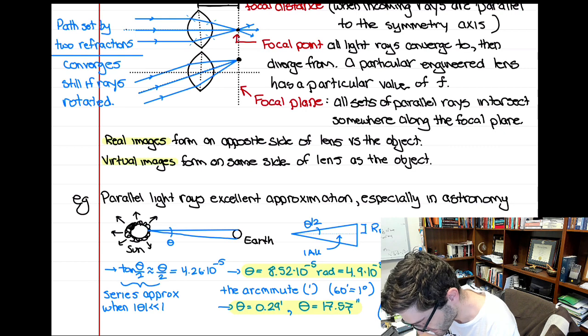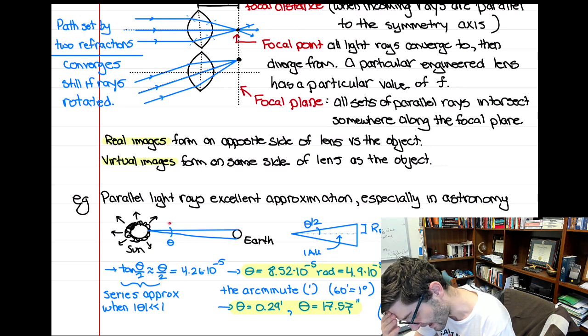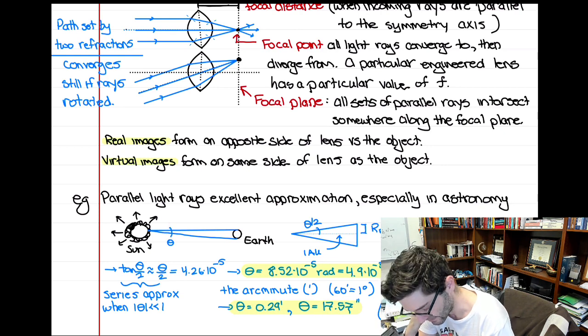I'll just do a quick example. It's a high school trick question. If you have a piece of the sun that's emitting light rays, and one of those light rays goes to the bottom of the Earth, and one goes to the top of the Earth, what is the angle that it makes after the light rays travel the 93 million miles or so to get to the Earth?